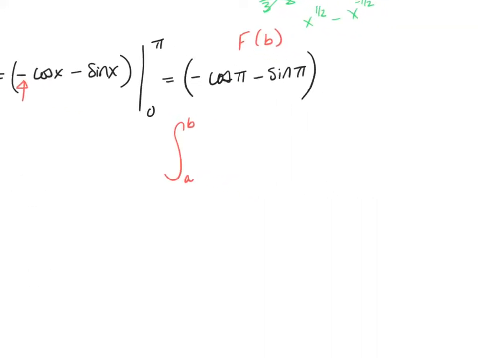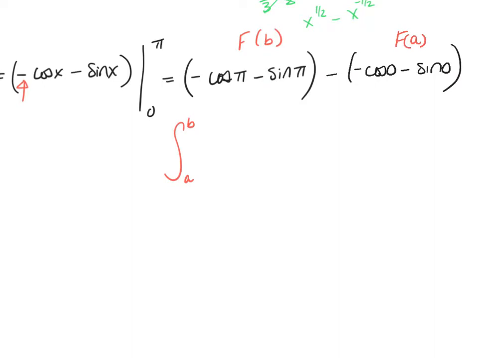And then what else do I do? F of upper limit minus f of lower limit. Right? Okay, so now I'm going to evaluate it with a lower limit, so negative cosine of 0 minus the sine of 0. And this is f of a.